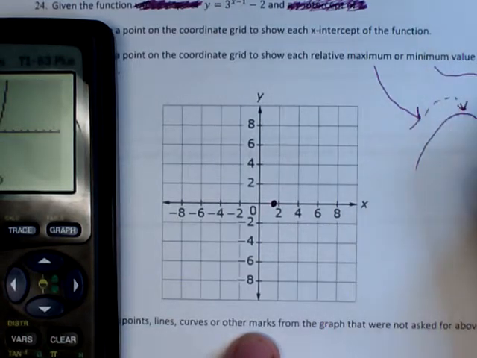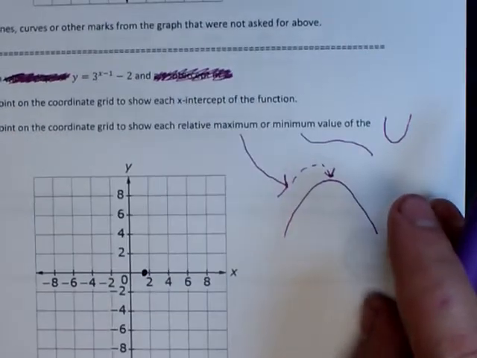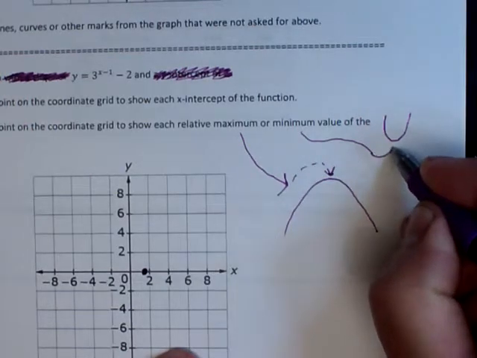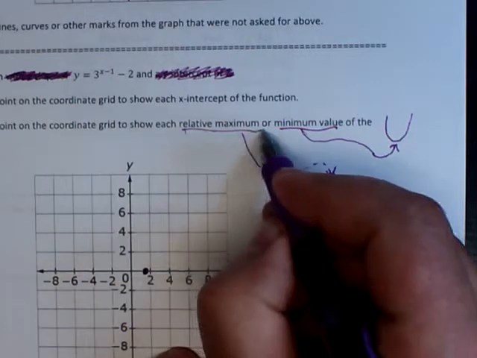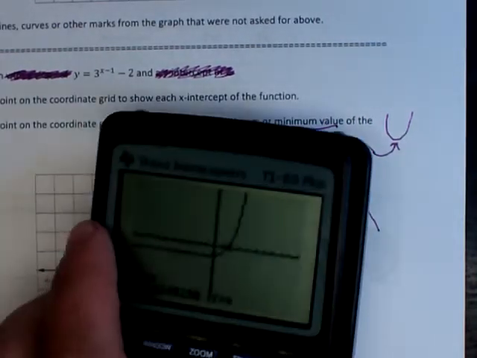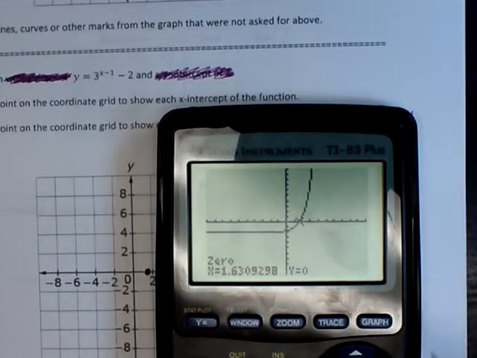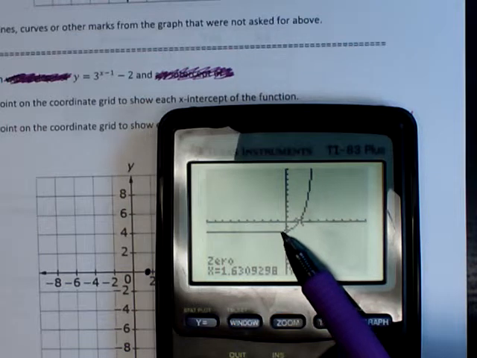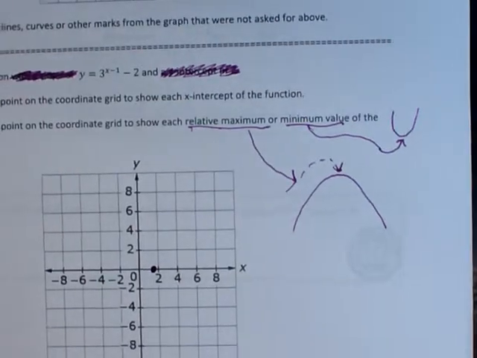Whereas a minimum would be, oh, you cannot see that. A minimum would be this kind of thing. So if I look at my graph, it doesn't have those, right? You might say this, but it's not going back up, so it's not really a minimum. So really there's only one point to put on this graph.